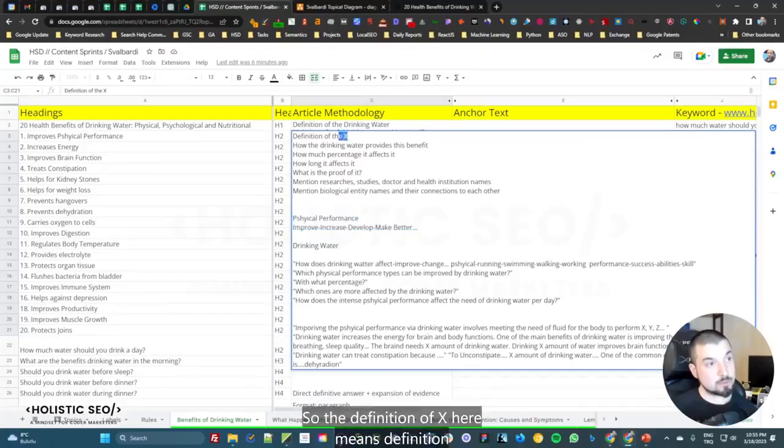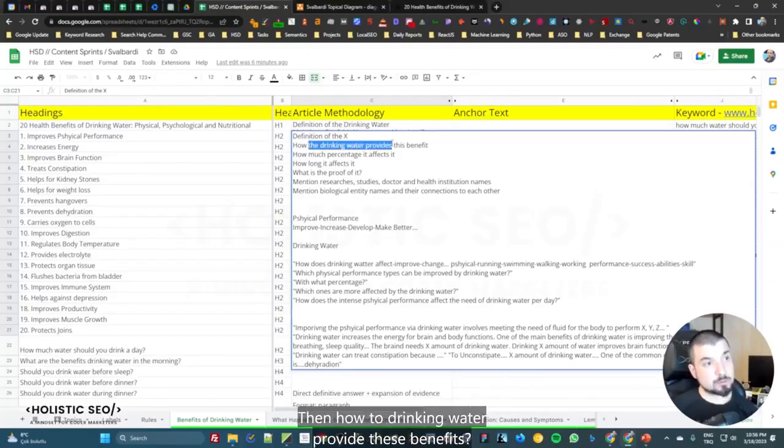So the definition of X here means definition of improving physical performance. And then also the physical performance. So we will need to give two definitions. Then increasing energy and the definition of energy. The brain function definition, improving brain function definition. Basically, we define everything that we see in our heading vectors, then we define them both.